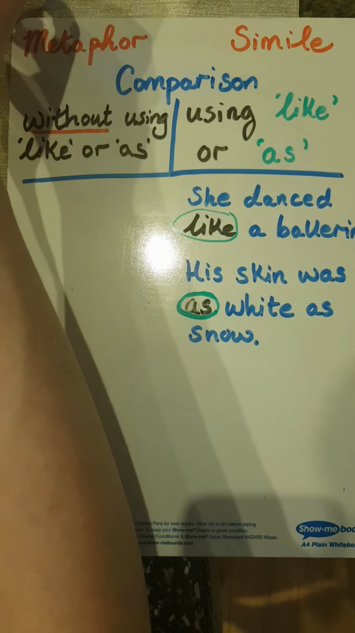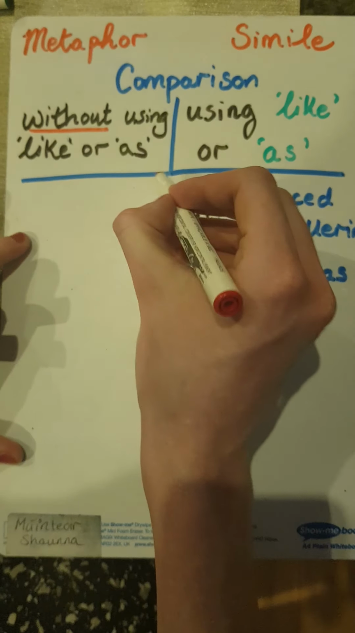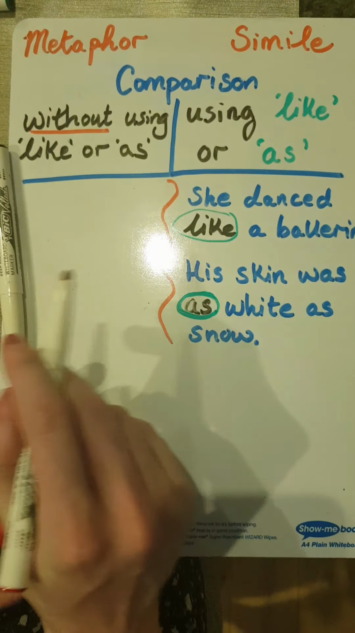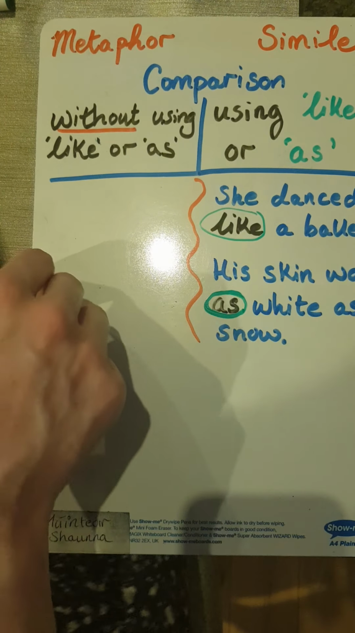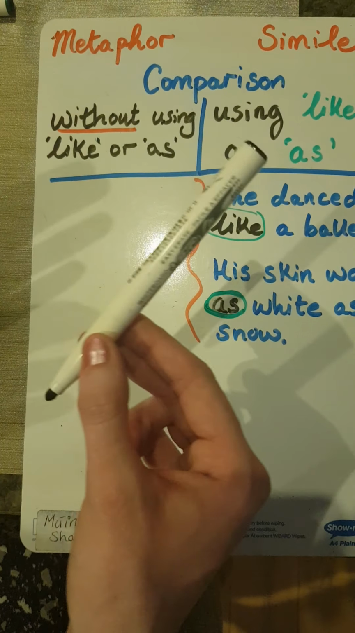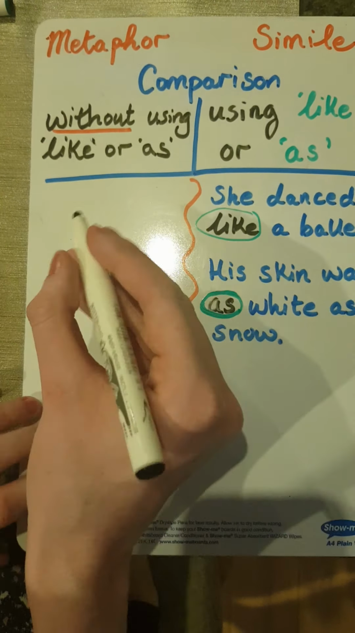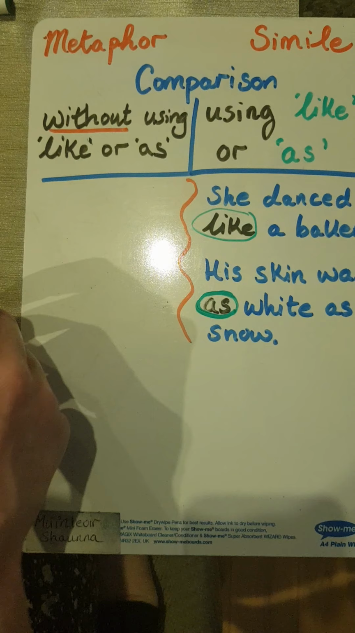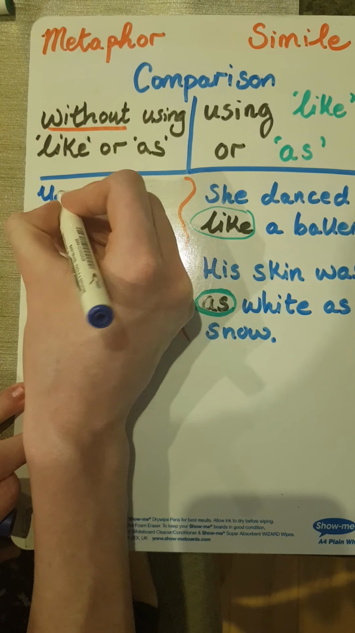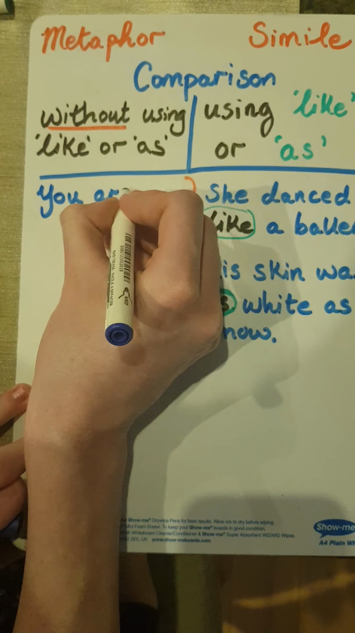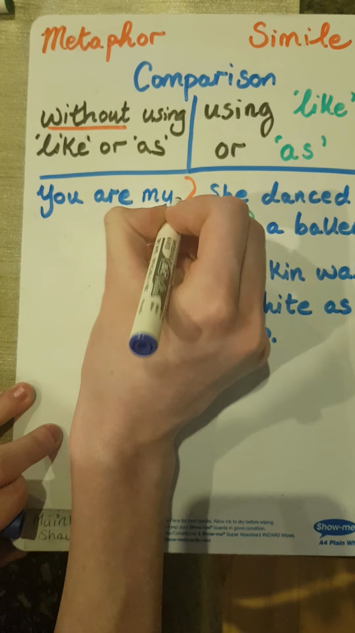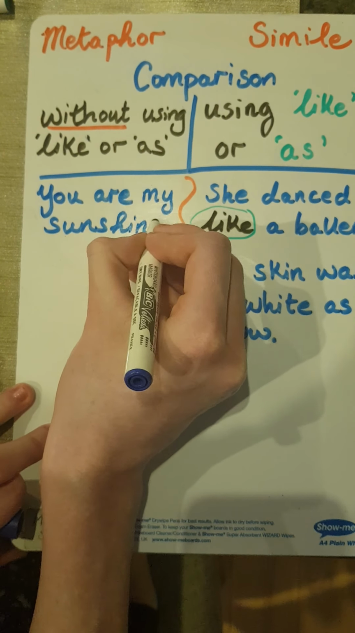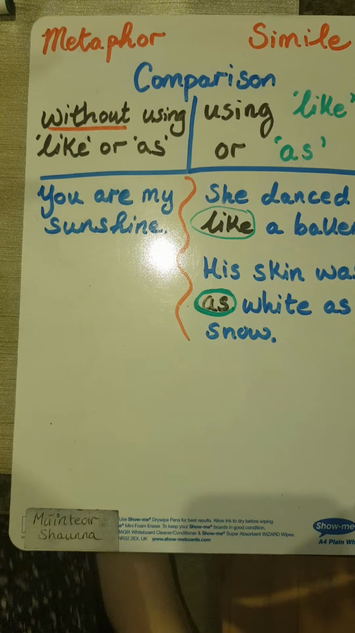Okay, so we're going to do 2 examples of metaphors now. I'm going to put a line down the middle just to separate these. So this side is simile and this side is metaphor. Okay, so metaphor is a comparison or comparing two things without using like or as. So, for example, a sentence I might write is, you are my sunshine. Now, you are my sunshine.